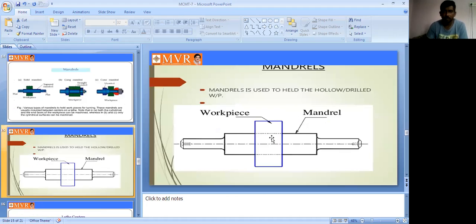See here, the mandrel is held in the hollow drilled workpiece. The first one is the solid mandrel. This one we can call a solid mandrel.